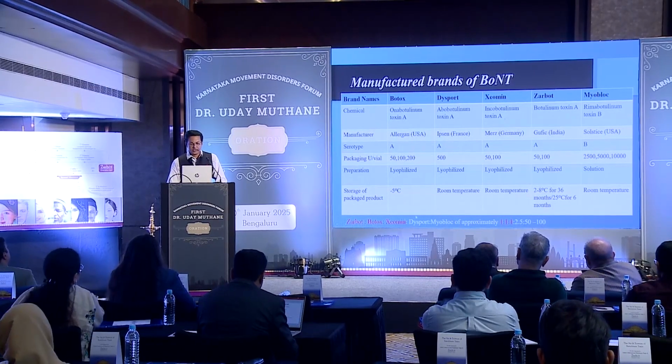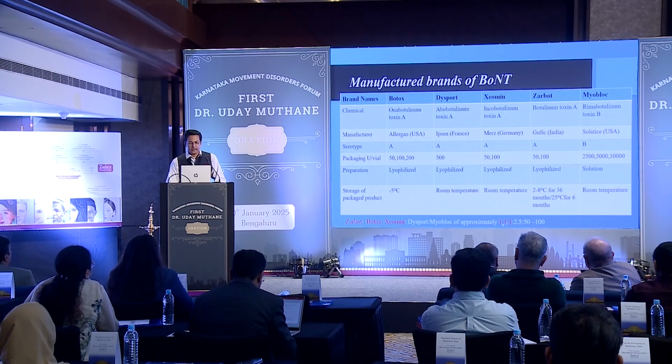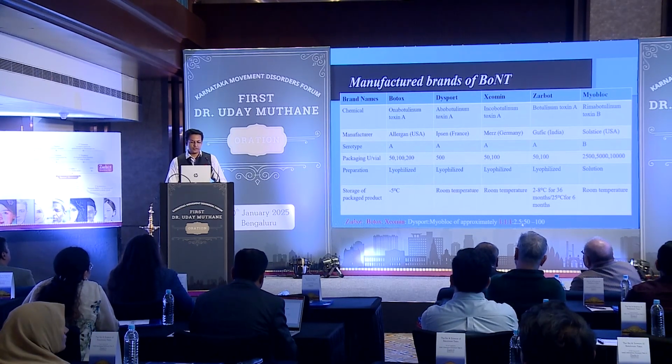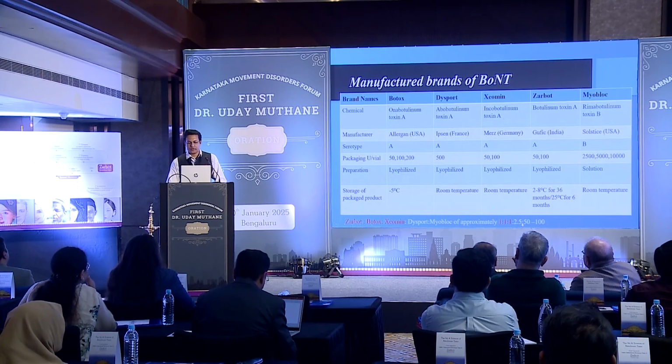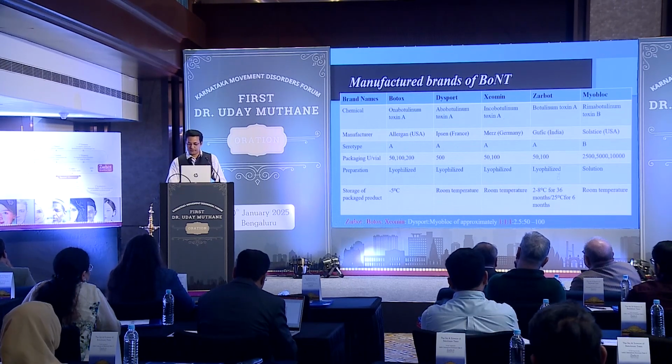If you look at the clinical efficacy, Zarbot, Botox, and Xeomin are almost 1:1:1. Whereas for Dysport, it is almost 1:2.5 to 5. So for each unit of Zarbot or Botox, you will have to use 2.5 to 5 units of Dysport. Whereas for Myobloc, it is 50 to 100.